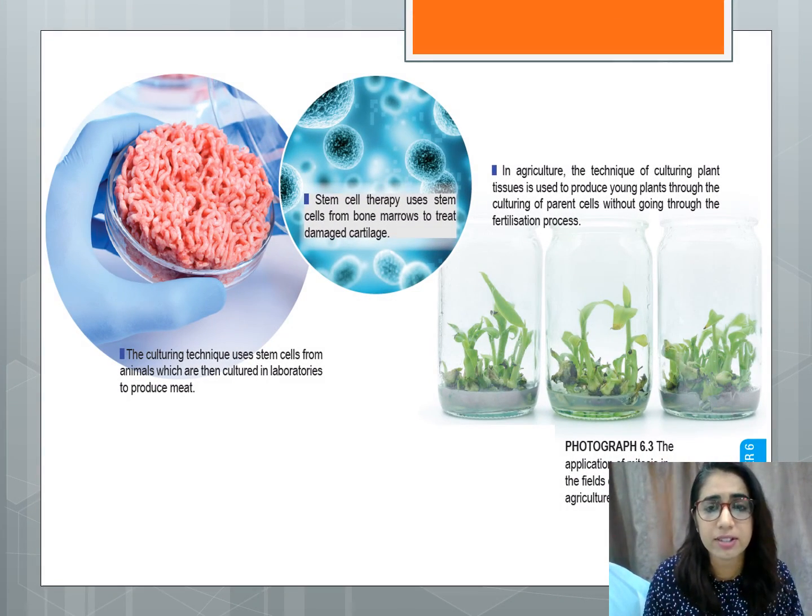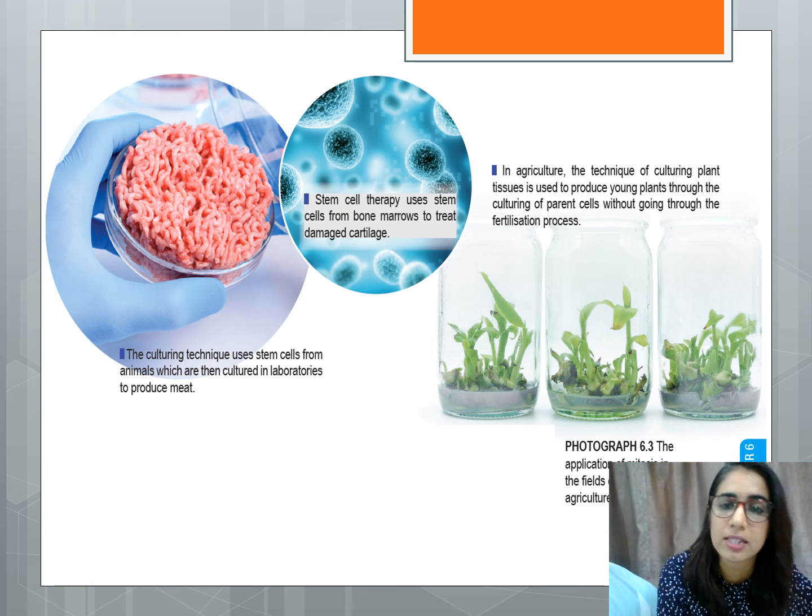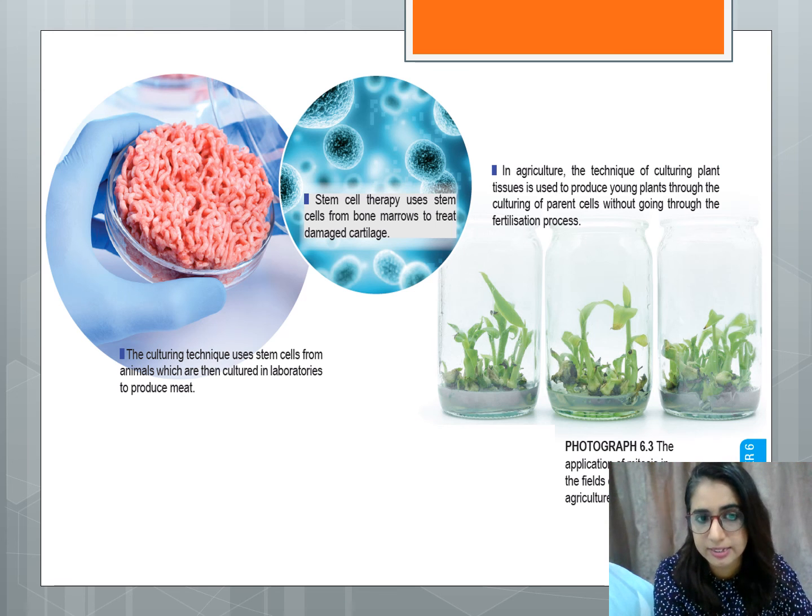In plant cells, in agriculture, the technique of culturing plant tissue is used to produce young plants through the culturing of parent cells without going through the fertilization process. Another culturing technique uses stem cells from animals, which are then cultured in laboratories to produce meat. And stem cell therapy uses stem cells from bone marrow to treat damaged cartilage. So there are many functions, the necessity of mitosis in our life processes.